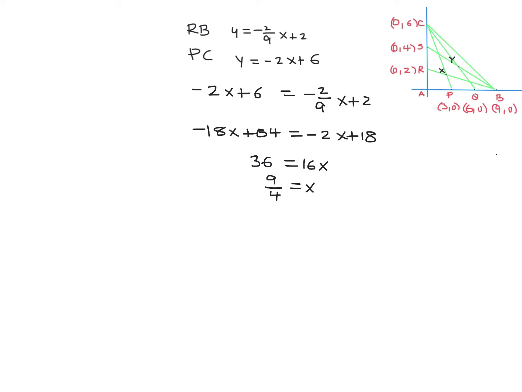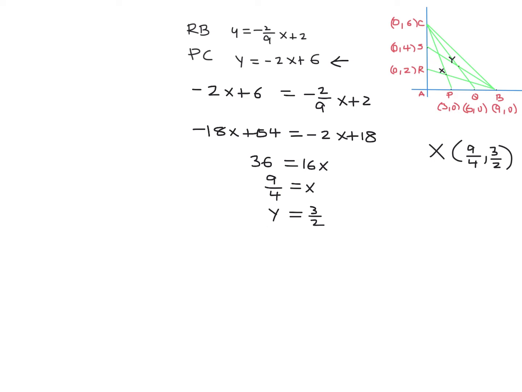And then if you substitute that back into any one of these, you can get the coordinates for y, which is 3 over 2. So this point X, I'll write it over here, has the coordinates 9 over 4 and 3 over 2. Now we have to find the coordinates for Y.